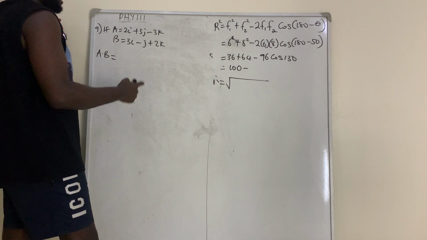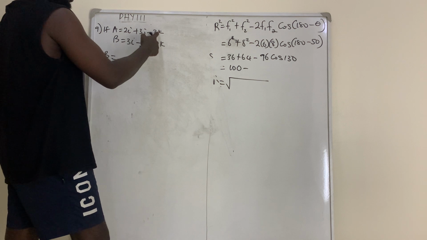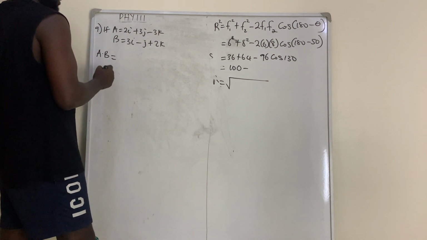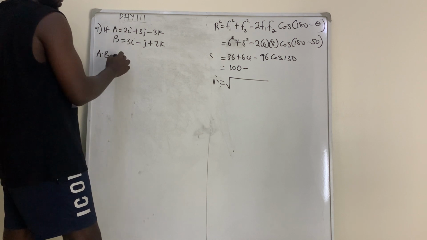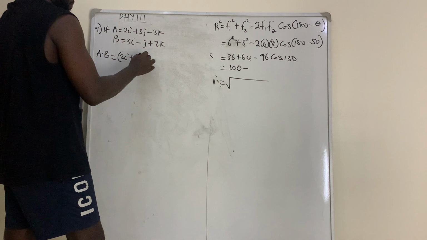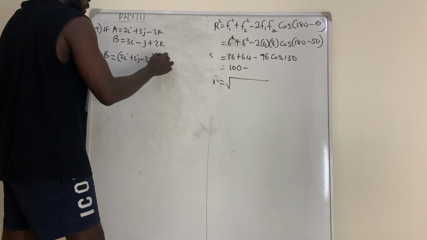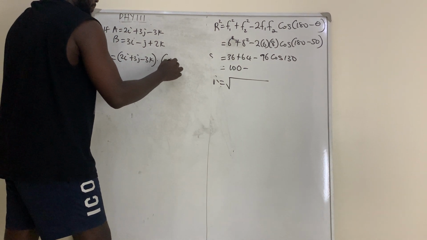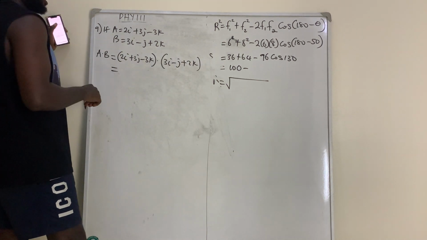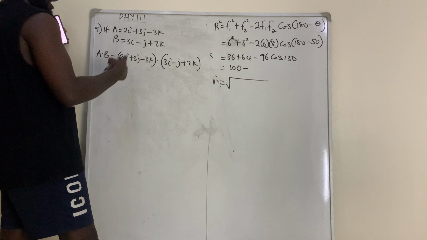So the answer we are supposed to get must be a scalar. What do I mean by being a scalar? The answer we get will not carry ijk. Anywhere you see ijk, then know that it is a vector. So the dot product of two vectors will give you a scalar. So I'm having 2i plus 3j minus 3k, dot 3i minus j plus 2k. So we are not interested in the ijk. We are interested in only the magnitude and not the direction.